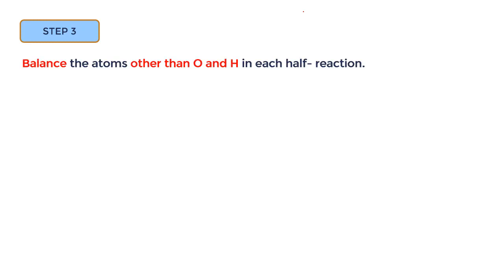The second step. Step number 3. You need to balance the atoms other than oxygen and hydrogen in each half reaction. Let's start with oxidation half equation. So, in this half equation, only iron present at the both sides. So, we don't have to add oxygen and hydrogen to balance the equation. So, the oxidation half equation is no change.